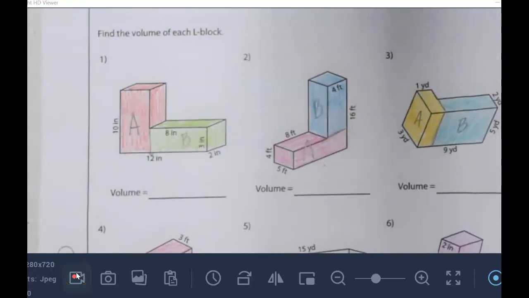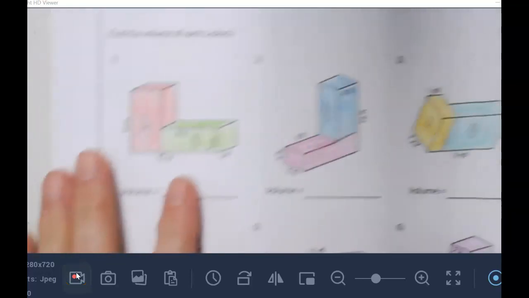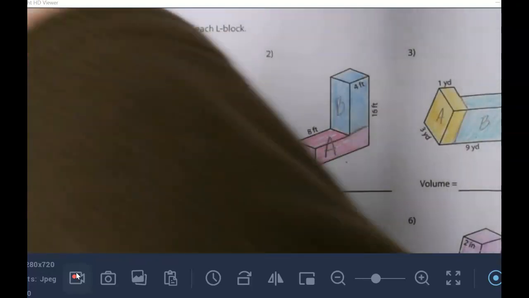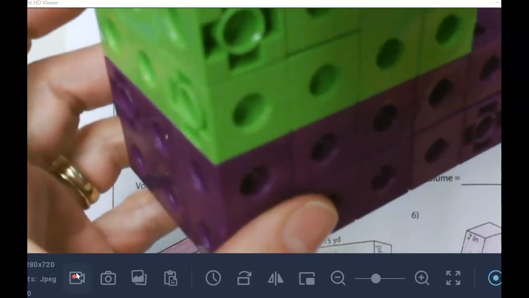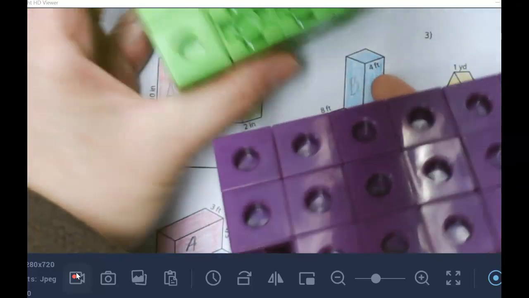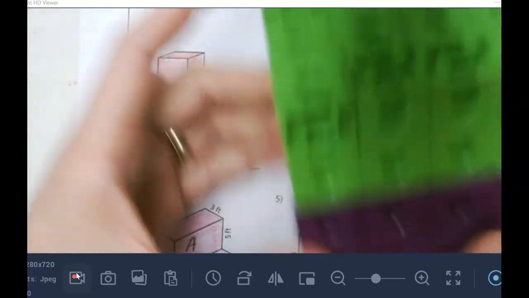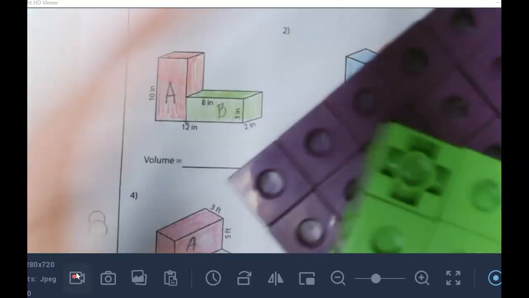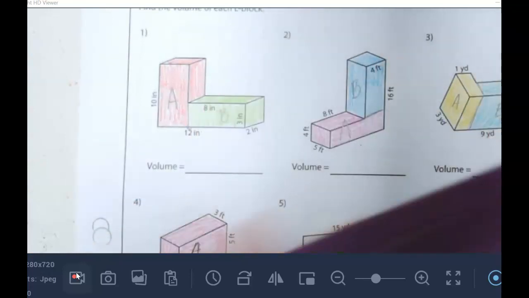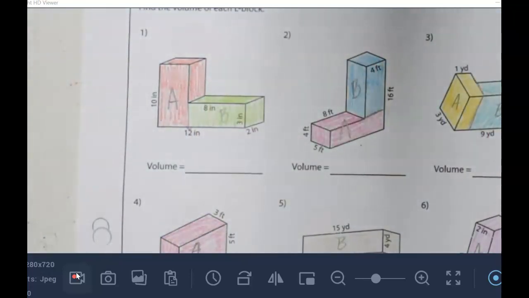So we've got number 1, shape A. Same idea, right? You have to separate it and see that it's 2 separate shapes, even though you can't see these blocks in the back. Okay? So let's take a look at the measurements for shape A.